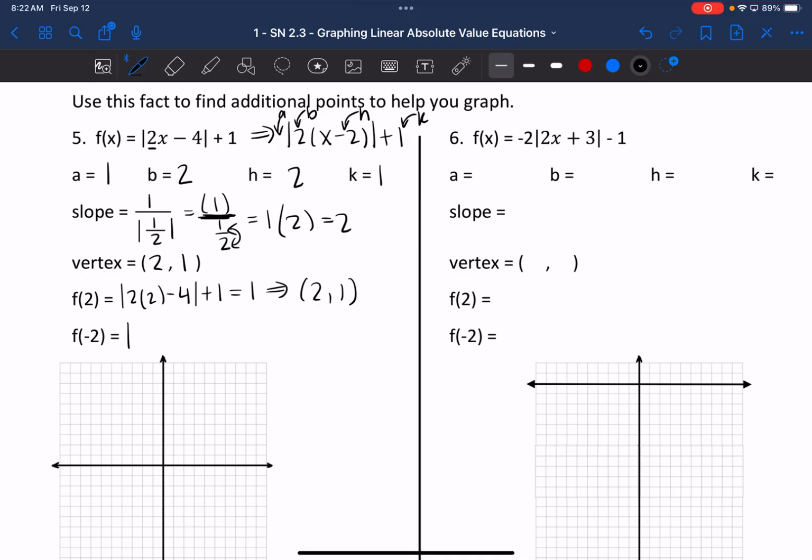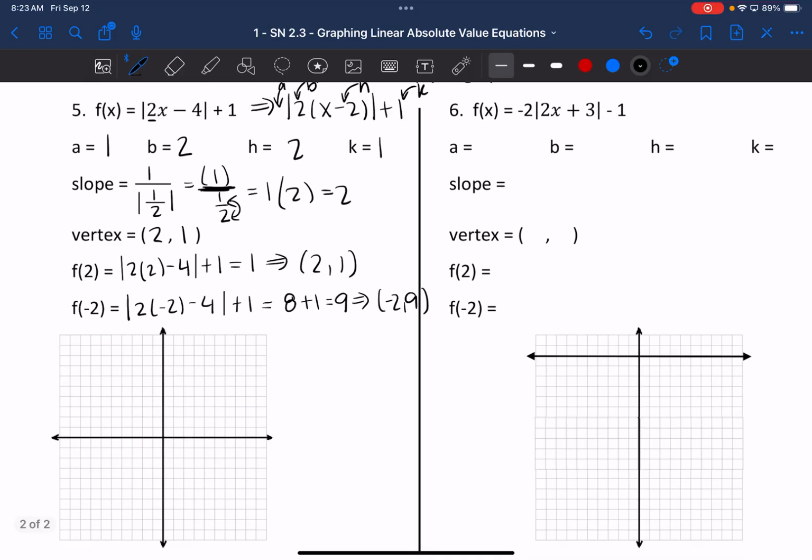All right, now let's plug in the negative 2. So I'd have the absolute value of 2 times negative 2 minus 4 plus 1. So just like last time, you guys said we multiply first. 2 times negative 2 would give me negative 4. And negative 4 minus 4 would be negative 8, right? And what's the absolute value of negative 8? Positive 8. So inside that absolute value, we ended up with just an 8 when we took it out, plus 1, which is 9. So we also will have the point negative 2, 9 somewhere on our graph.